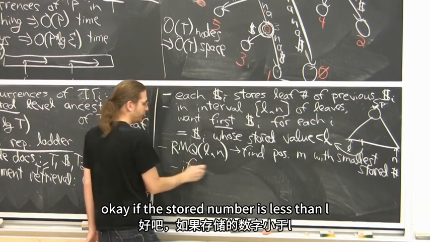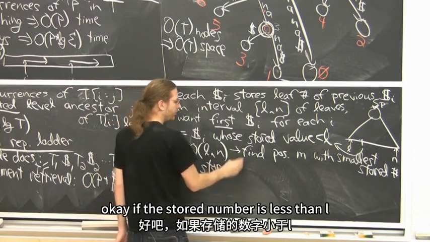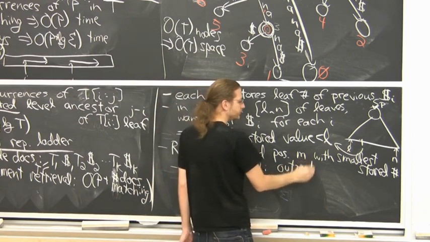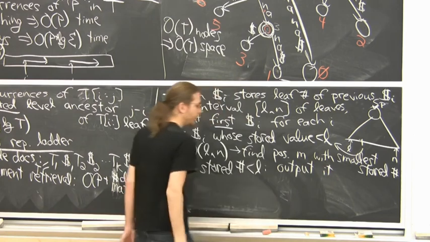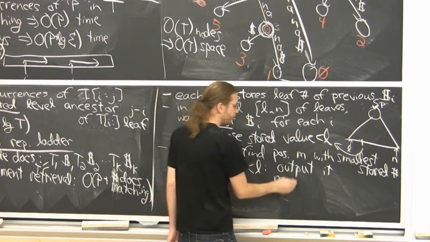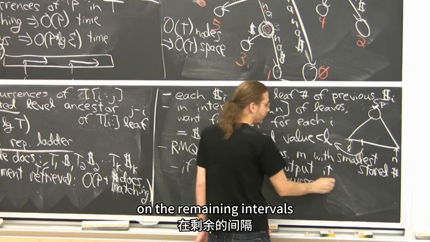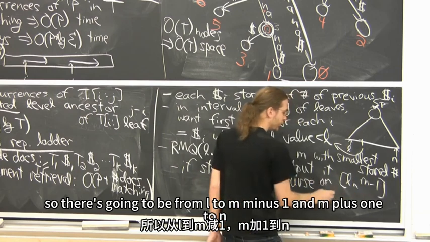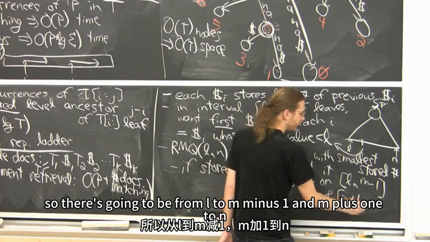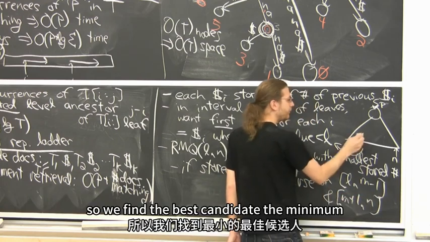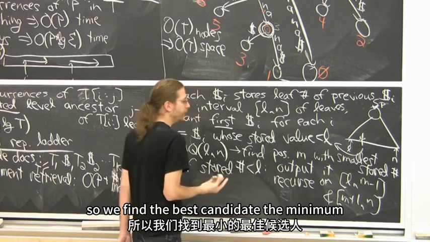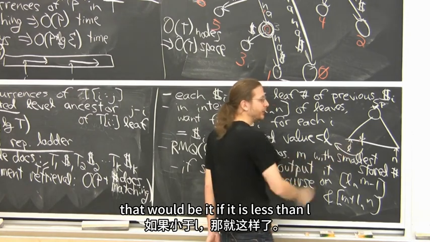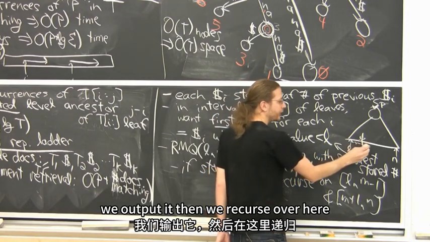Okay, if the stored number is less than L, then output that answer. And then recurse on the remaining intervals. So there's going to be from L to M minus 1 and M plus 1 to N. So we find the best candidate, the minimum. That's the minimum stored value. If anything's going to be less than L, that would be it. If it is less than L, we output it. Then we recurse over here, and we recurse over here.